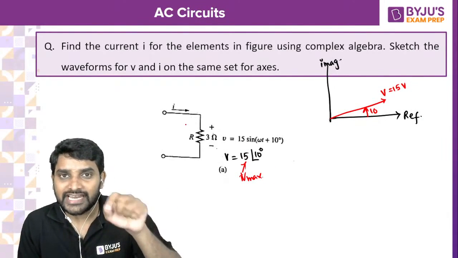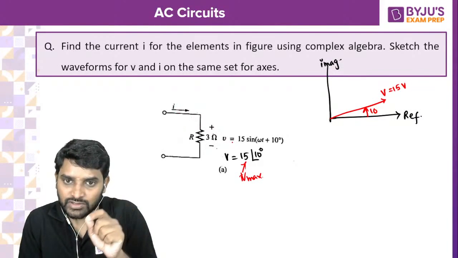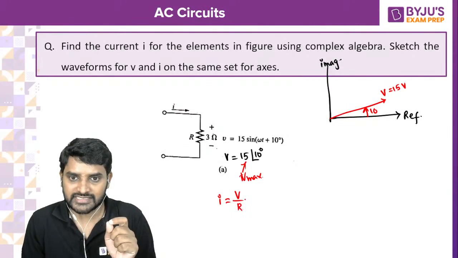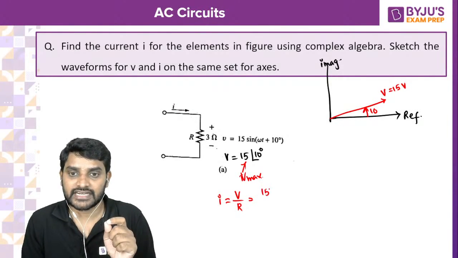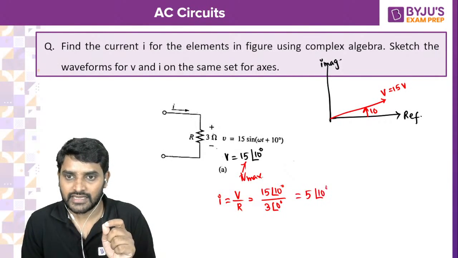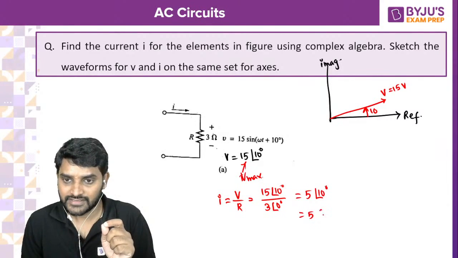Now I wanted to calculate current. Can you tell me what is a current? Current is equal to voltage divided by resistance, or not? So voltage is 15 at an angle 10. Resistance is 3 at an angle 0. So you will be getting 5 at an angle 10. I can write this as 5 sine omega t plus 10 degrees.